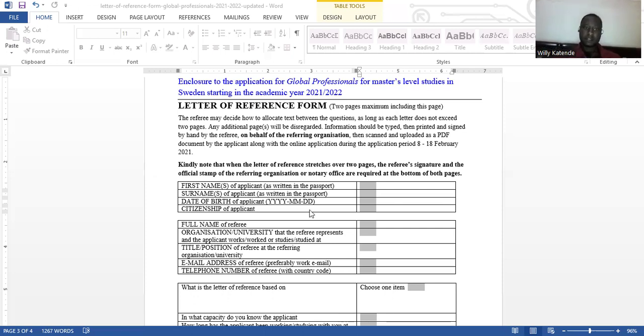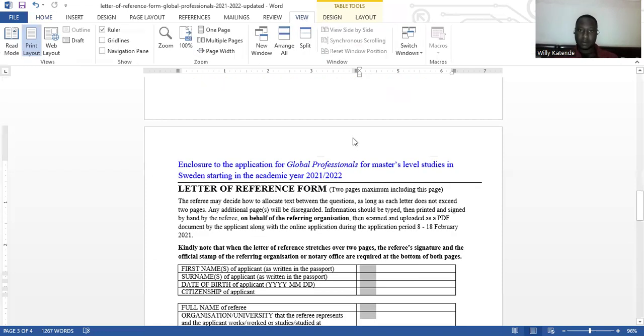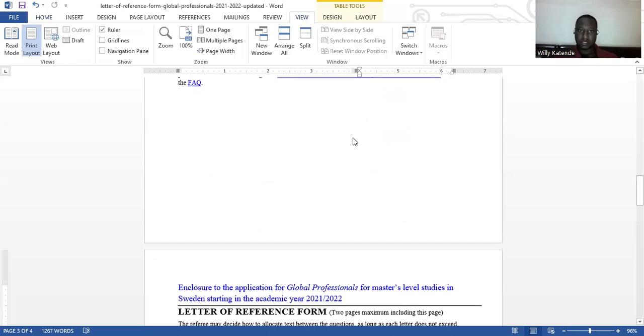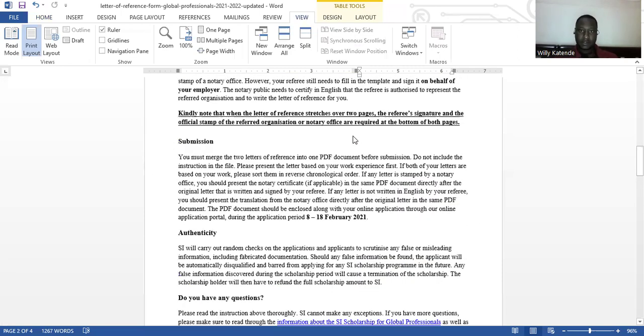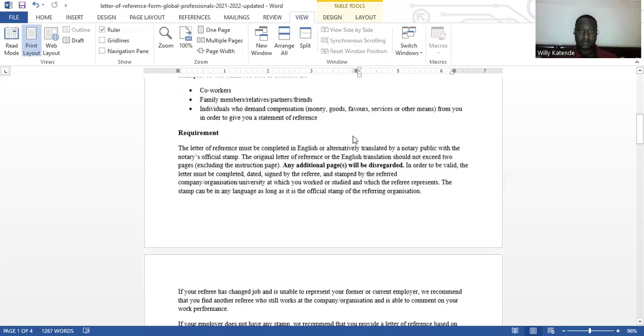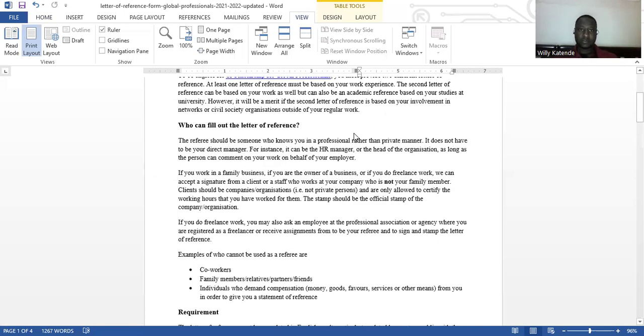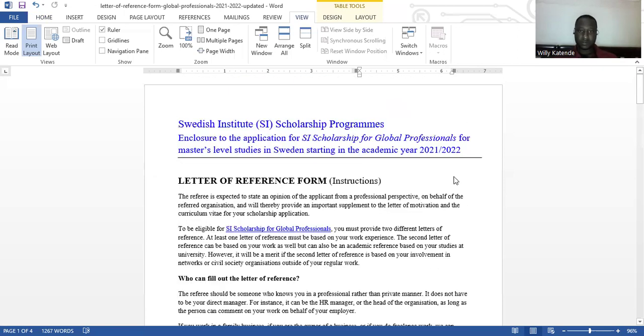So this is the letter of reference form, as you can see. This is the blank one. Let me hope that you're seeing my screen. We can first try to go through the instructions.